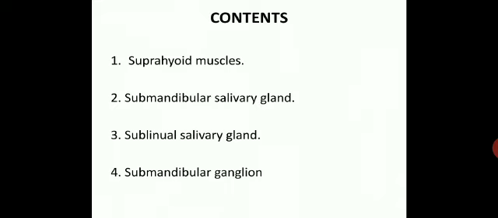So in this session, I will be discussing the suprahyoid muscles and the sublingual salivary gland. The submandibular salivary gland and the submandibular ganglia we will discuss in the next session.